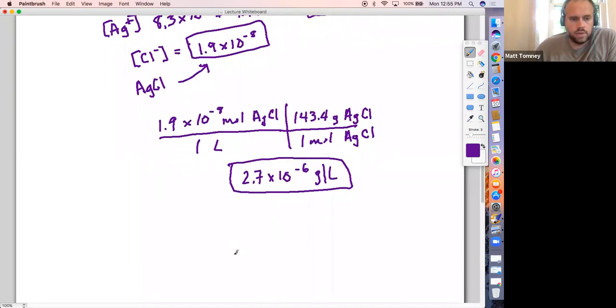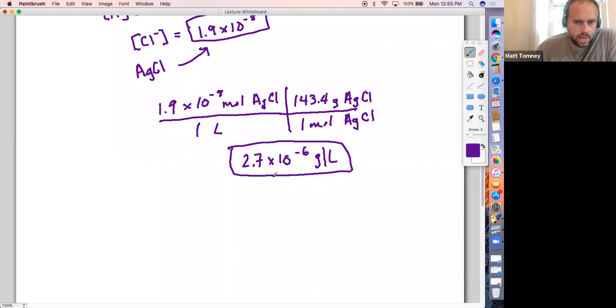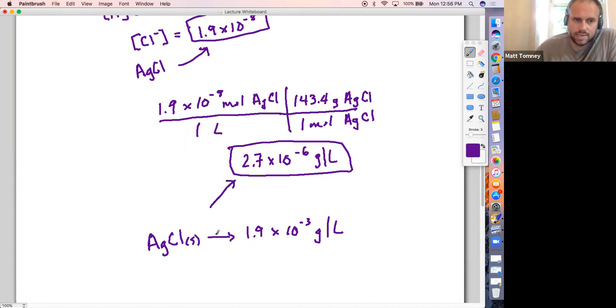All right, now just to give you a reality check on that answer, I'm going to give you a value that wasn't provided in the initial equation. So normally, if I take silver chloride and I dump it into water, the solubility of silver chloride in water is approximately 1.9 times 10 to the minus third grams per liter. So does this answer make sense? What has happened to the solubility? Has it gone up or down?